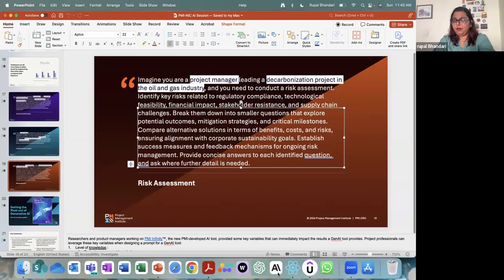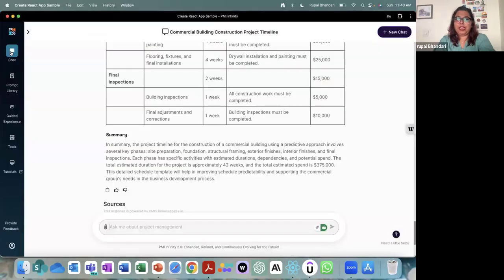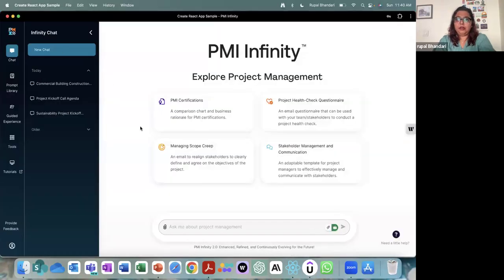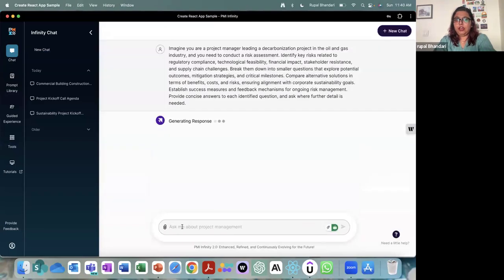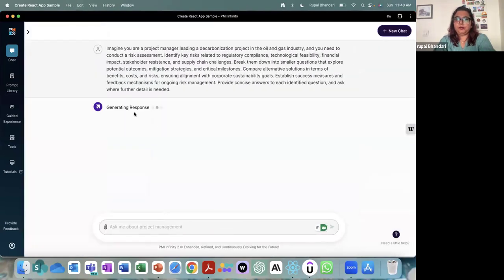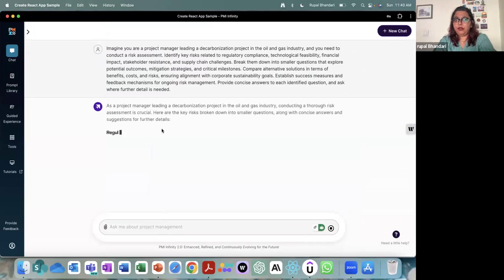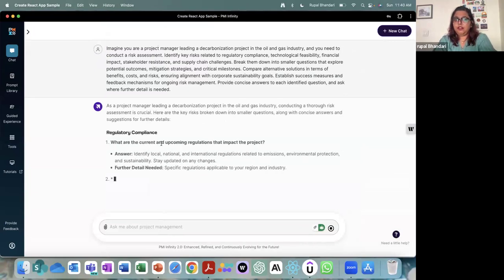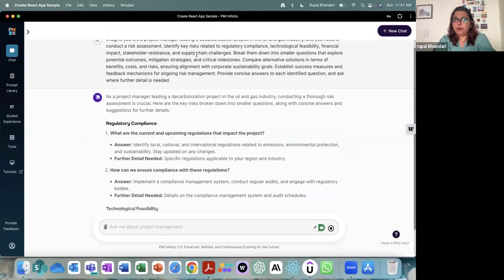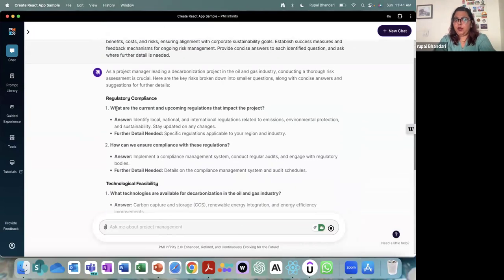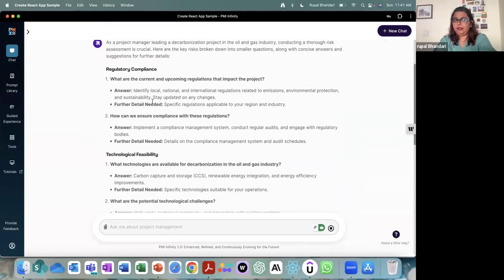So I'm going to take this and put it in the tool, again, in a new chat here, and let's see what it gives us. It's literally because I told it to break it down into key questions and explore potential outcomes. That's what it's doing. Question 1, regulatory compliance. What are the current and upcoming regulations that impact the project? Potential answers. I can ask it to detail the answers more, by the way.